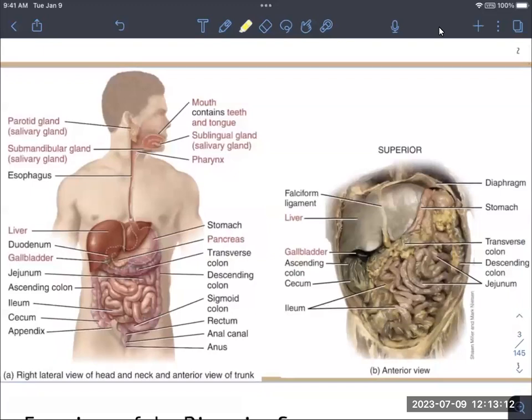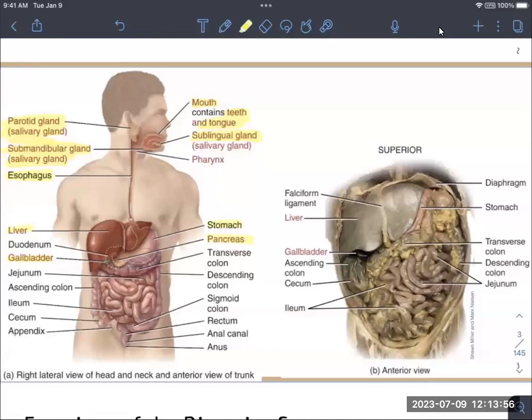So this image goes through all of the different organs of the digestive system. We have that mouth that has the teeth and the tongue. We have several different salivary glands. We have ones under our tongue, two different types. And then we have our parotid gland, which is back by our ear. When we go to swallow, food travels down that esophagus. It will travel into the stomach. The liver, the gallbladder, and the pancreas all provide different juices to help break things down.